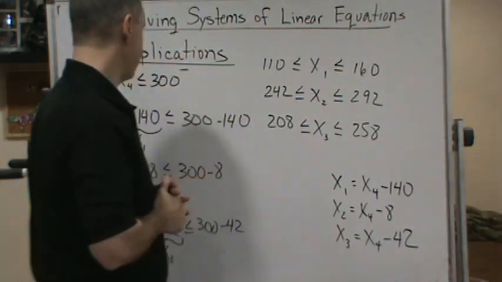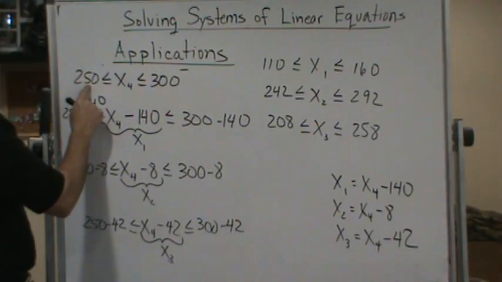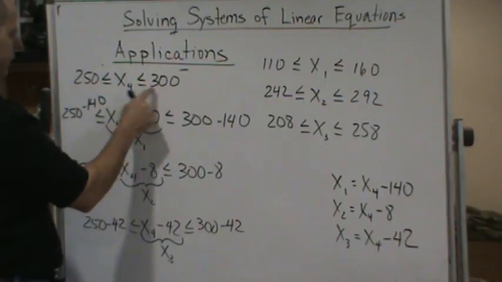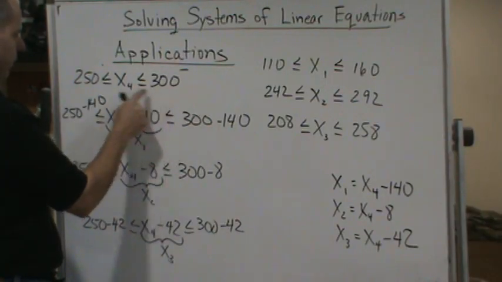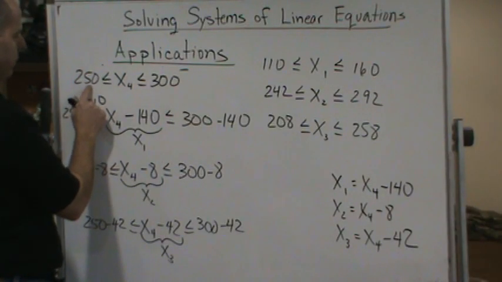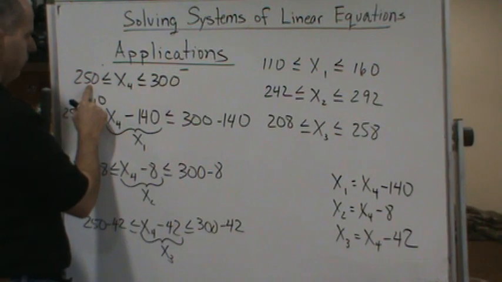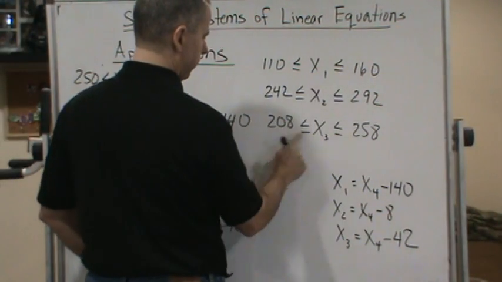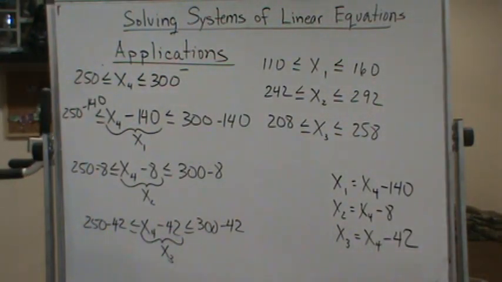And notice here that there's a difference of 50, right? Notice that the differences are all the same between the minimum and maximum values. And that, I believe, covers everything that they wanted us to do.